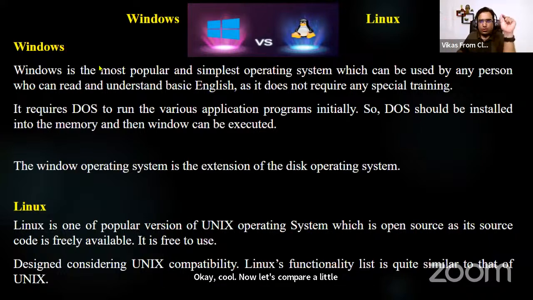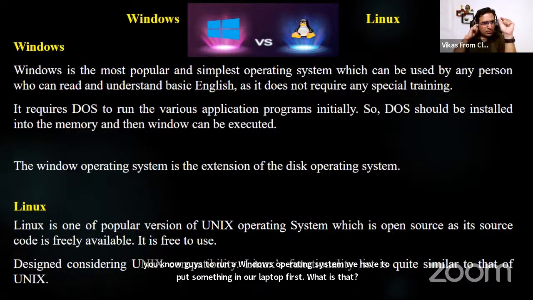Windows is the most popular operating system. It's the simplest operating system, which can be used by any person who can understand basic English. If you know basic English, you are able to understand Windows and use it. Do you know, guys, to run a Windows operating system, we have to put something in our laptop first. What is that?